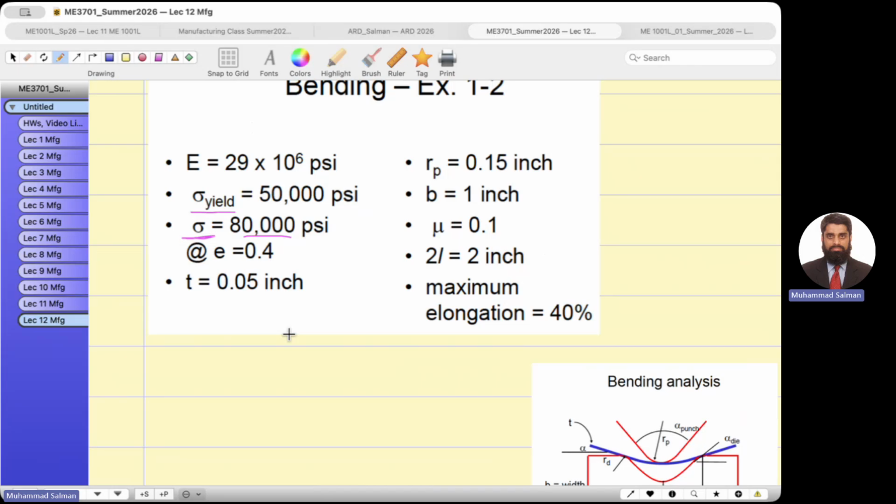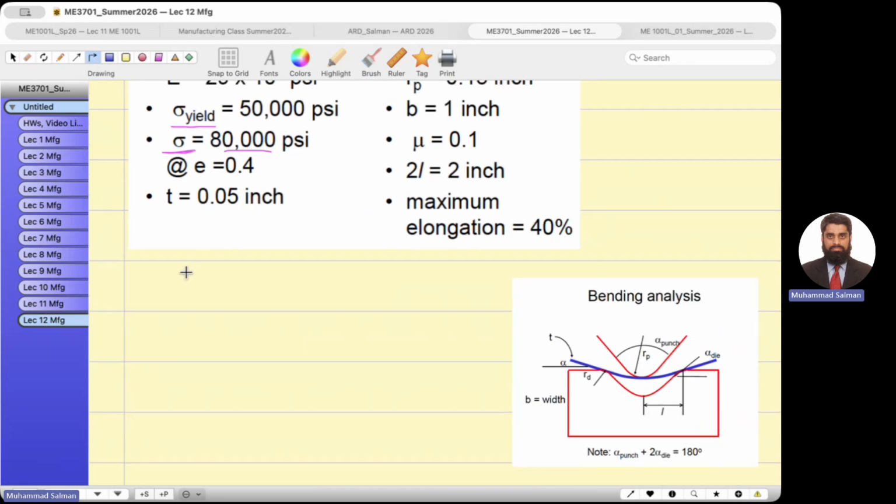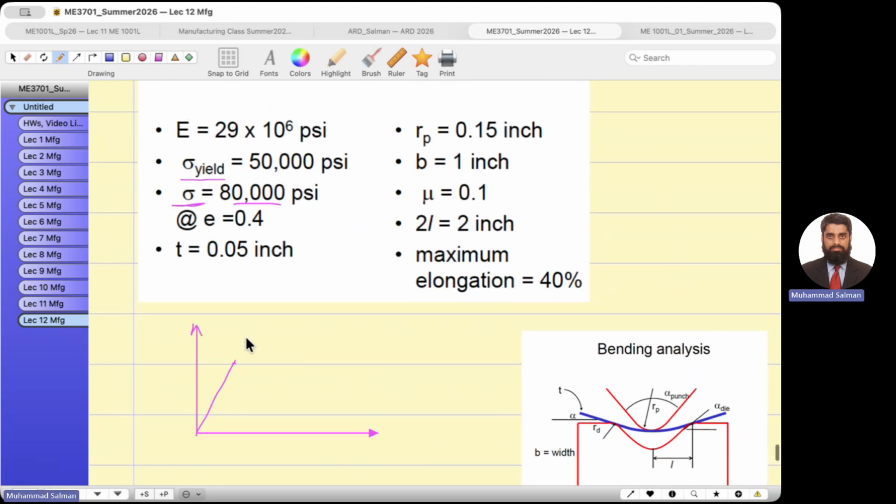So it will look like this shape, the stress strain curve. Yielding happens at a straight line. First you have to draw this straight line up until yielding starts, and then comes the strain hardening. You keep on doing the bending in the plastic region. So this is the maximum stress, which is 80,000, and the yielding is happening at 50,000.